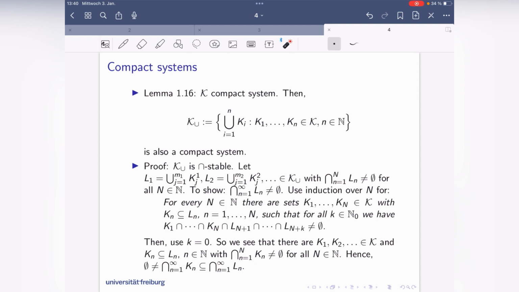And I need one more property. Later on sometime, I will not go completely through the proof because it's just very many indices. If I have a compact system, and I take the system of all finite unions of elements of the compact system, then I again have a compact system. So if that's a compact system, K union is also a compact system.